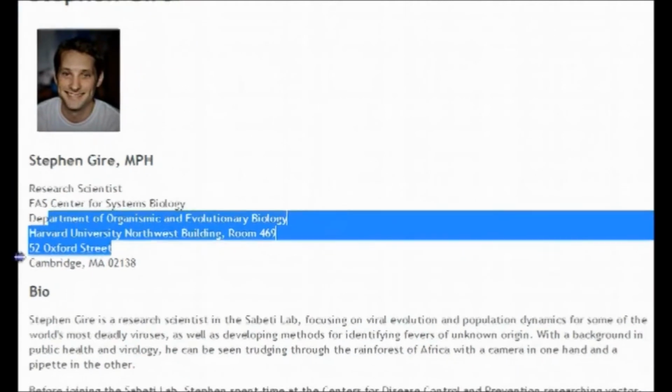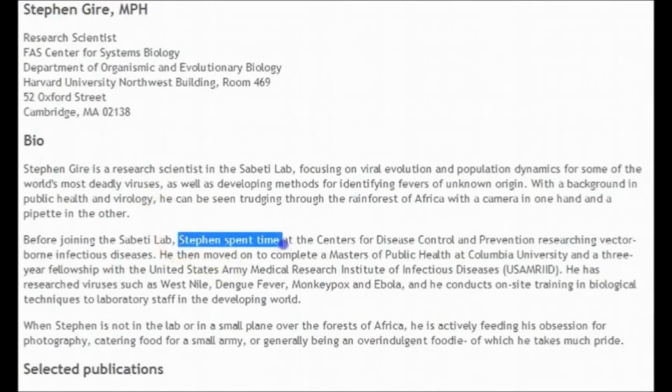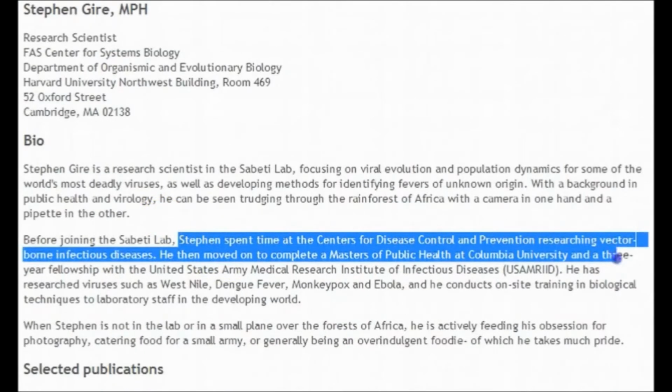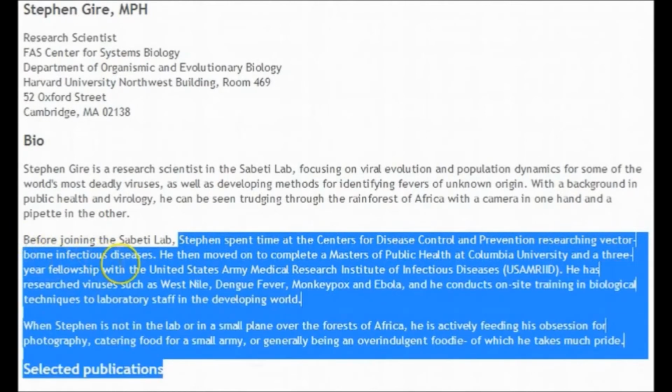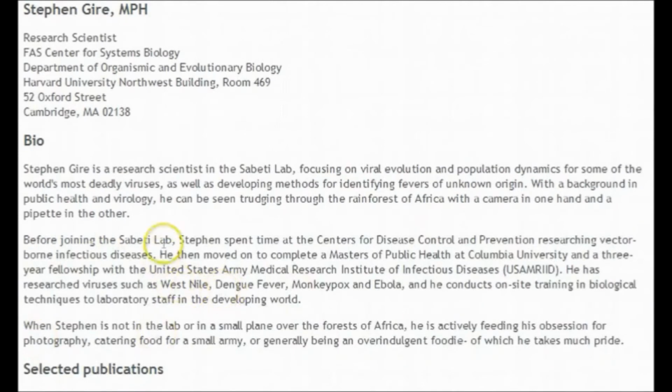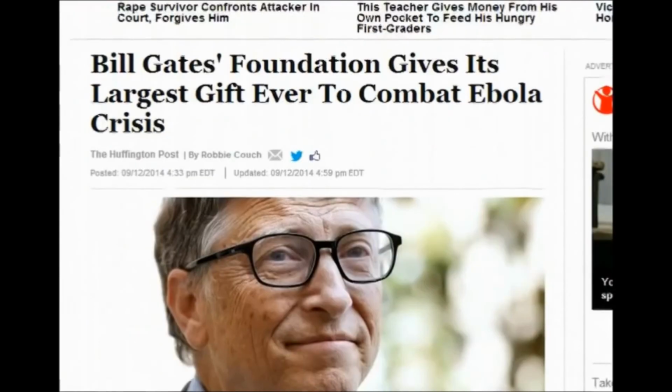Let me straighten out his bio. All right, here it is. Stephen spent time at the CDC and prevention researching, you guessed it, vector-borne infectious disease, airborne disease, whatever. He studied them. He then moved to complete a Master's of Public Health at Columbia University and a 3-year fellowship with the U.S. Army Medical Research Institute of Infectious Disease. He has studied things such as West Nile, Dengue fever, monkeypox, and Ebola. This man has links with the CDC and links with the U.S. Army.